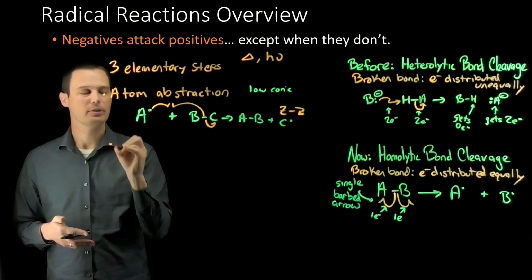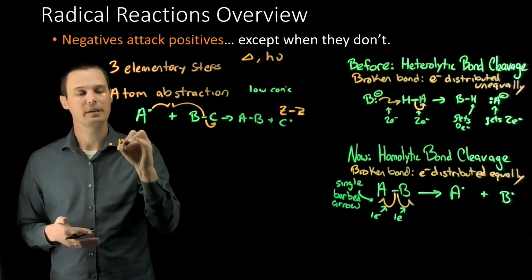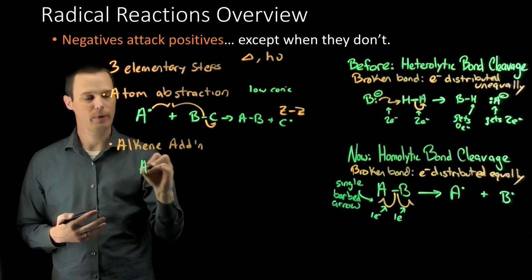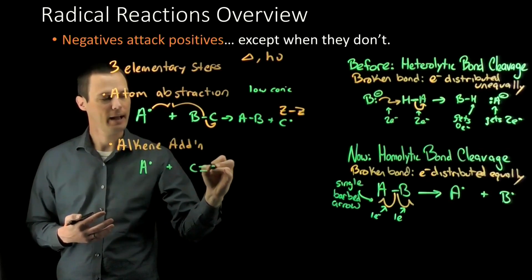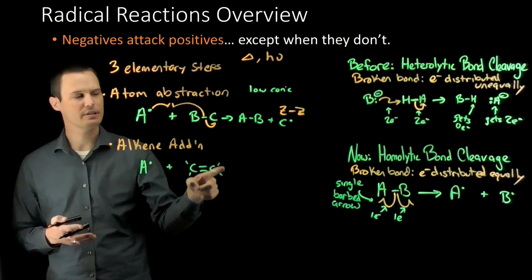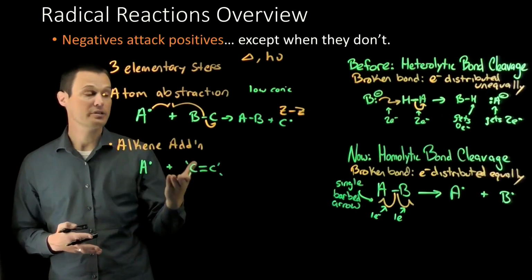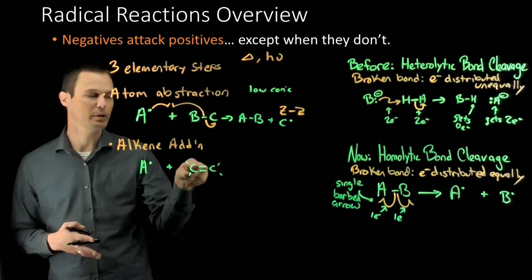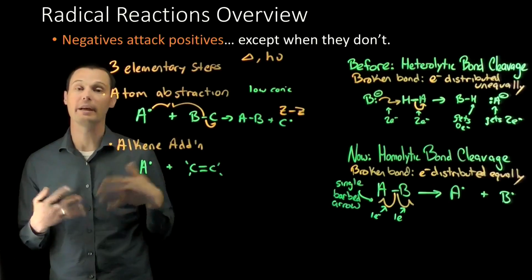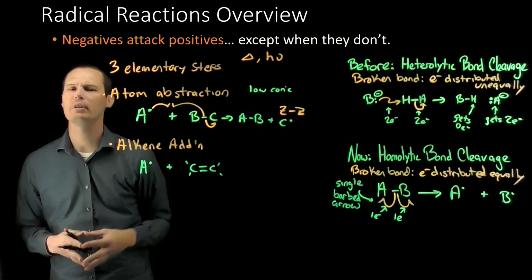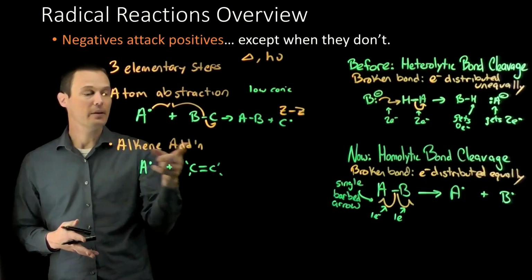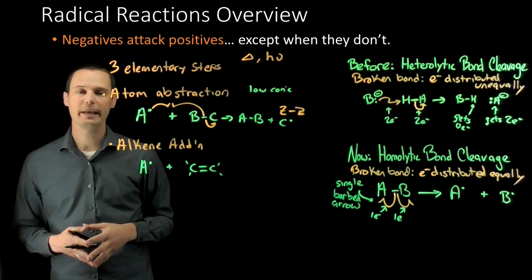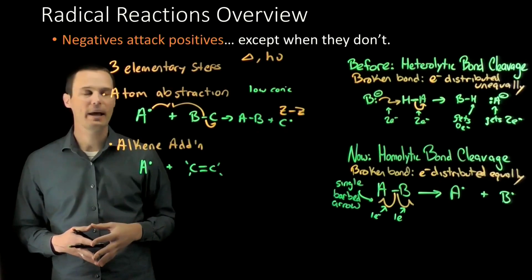Another possible elementary step that we can see with radicals is alkene addition. And in alkene addition, we take a radical and we want to react it with an alkene. Now, this notation here, I'm not suggesting necessarily that these are methyl groups, just that I recognize that carbon makes 4 bonds, and so I'm including enough little tick marks to show that, yes, I understand carbon makes 4 bonds, but what I'm really focusing on is the alkene in this system. Alkene addition, I want to add this radical to the alkene. I want to form a new bond between the radical and one of the carbons.